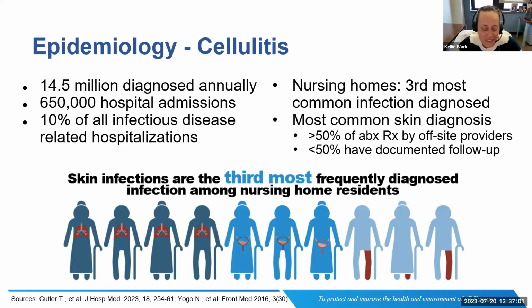But you can see here that the number one is pneumonias, followed by UTIs, and that's closely followed by skin infections. However, because of the nature of the setting, the bulk of these, really over half of them, are prescribed antibiotics by offsite providers. So there's difficulty having assessments, and then follow up to make sure that these are improving. Really under half of those have documented follow-up.